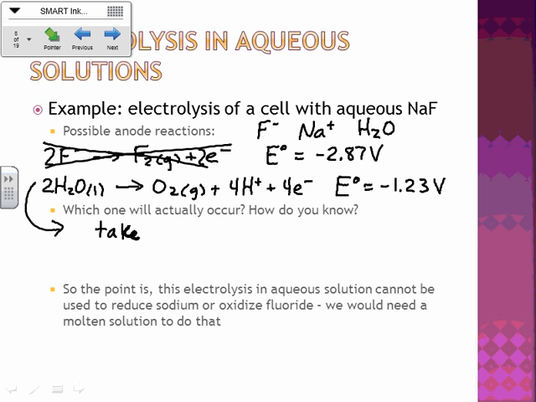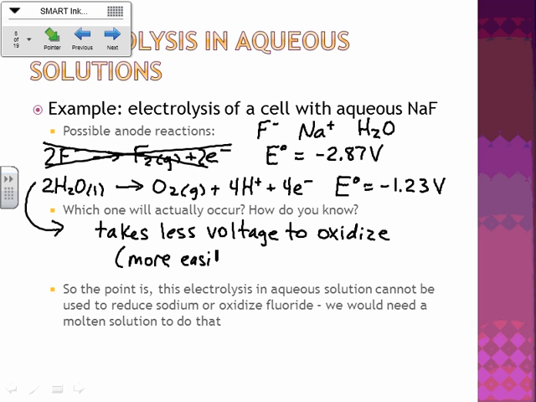Takes less voltage to oxidize, or you could just say it's more easily oxidized. Okay? Point is, we can't do it that way. We've got to melt these things so there's nothing else in there. We can't have water in the solution because water's going to mess it up. Okay?